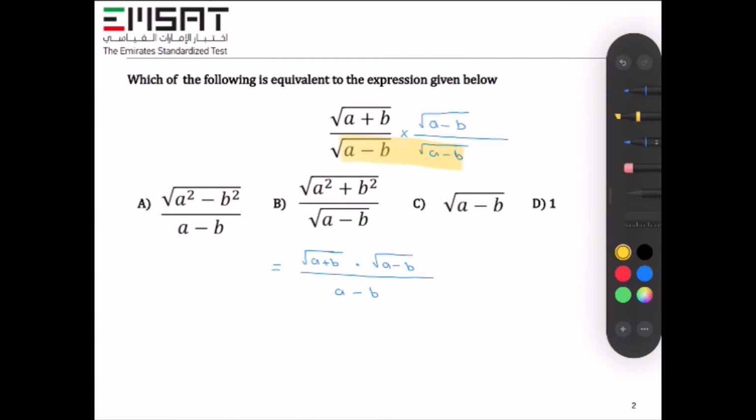Now, look at the numerator. The square root of a plus b times the square root of a minus b. It's the difference between two squares, which could also be written as the square root of a squared minus b squared over the same denominator, which is a minus b. Now the correct option is A.